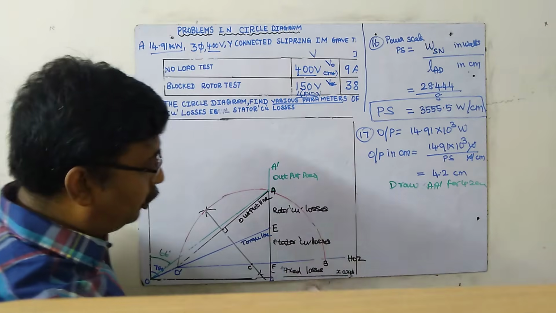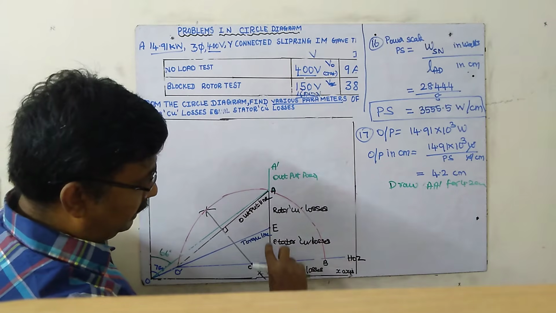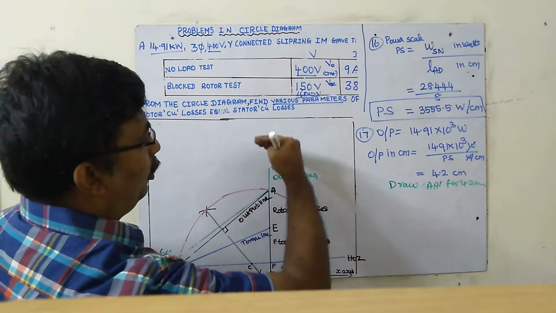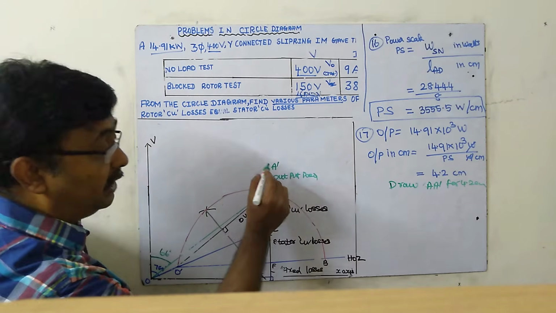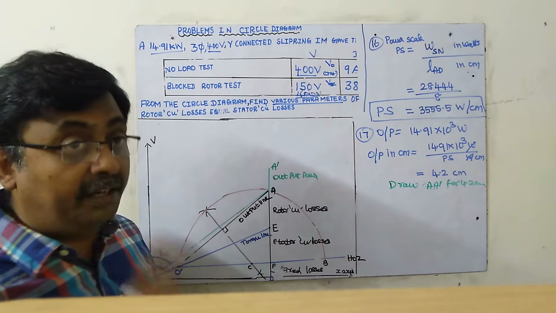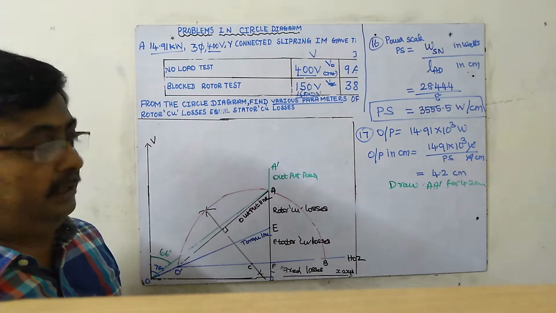At short circuit condition, this is the fixed losses, this is the stator copper loss, this is the rotor copper loss, and above that is the output power. This is at what condition? At short circuit condition, but we need it at rated load condition.